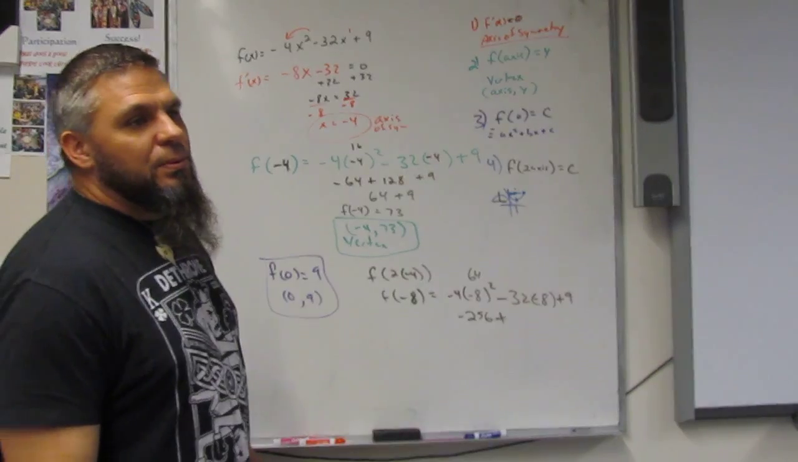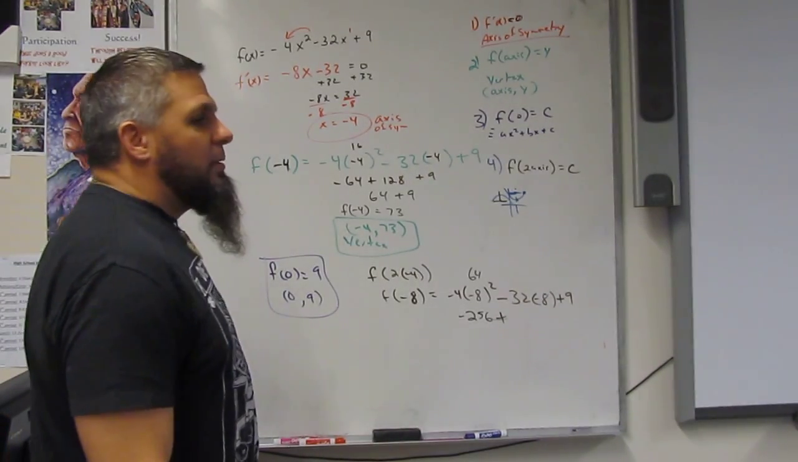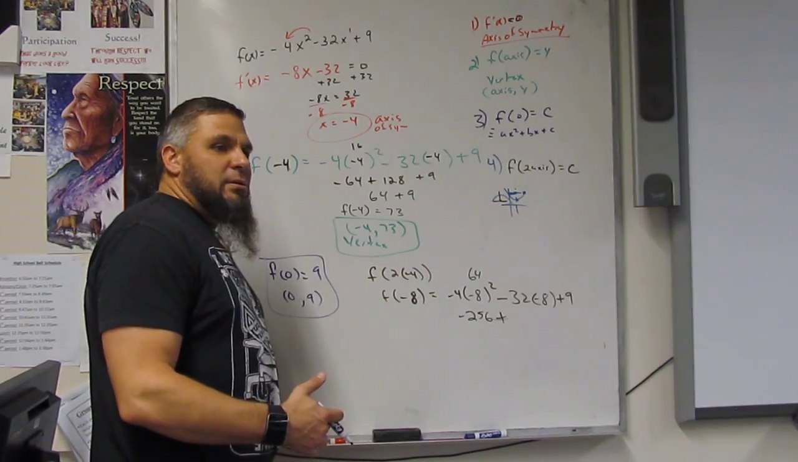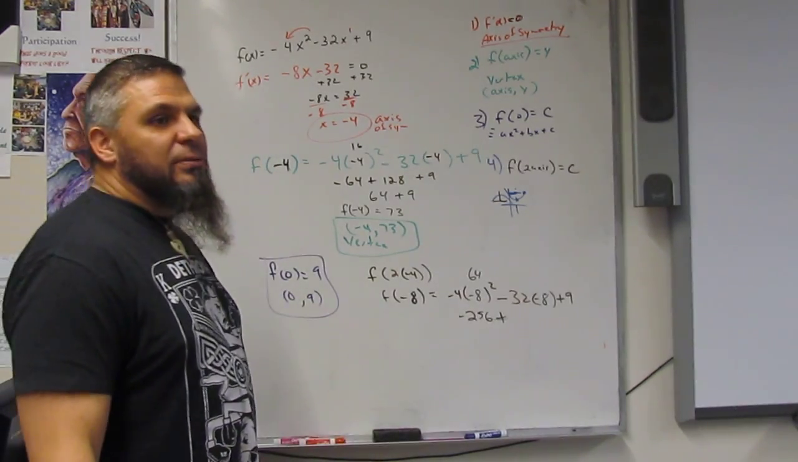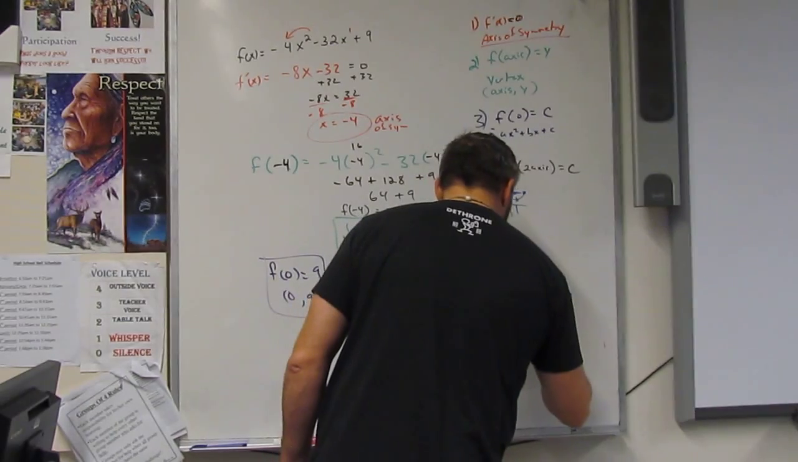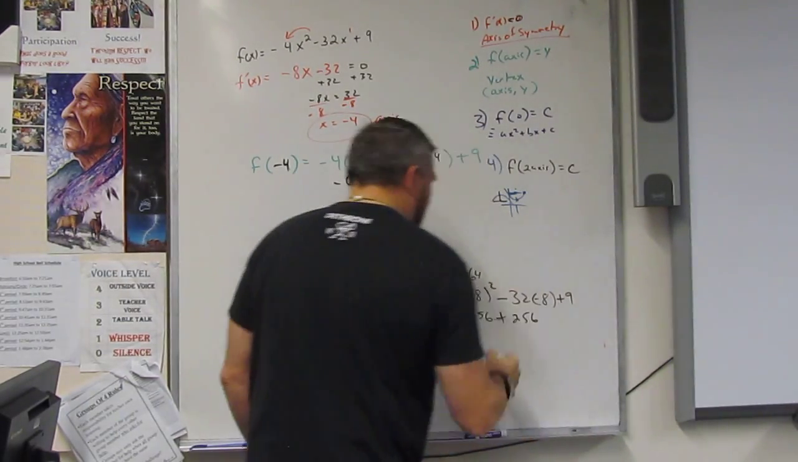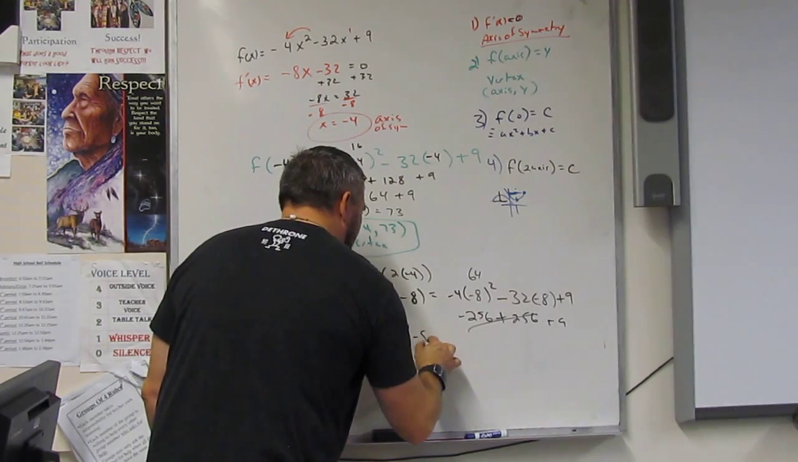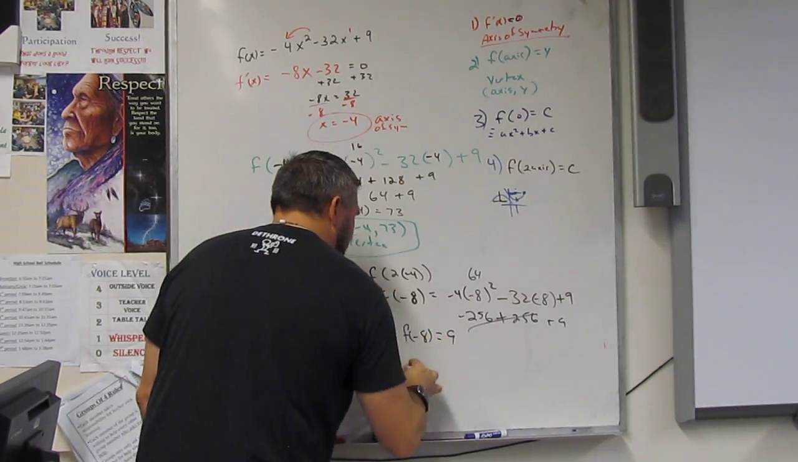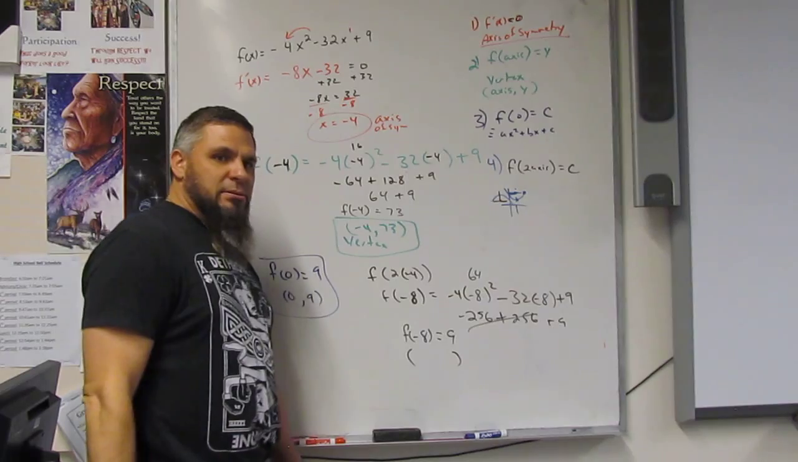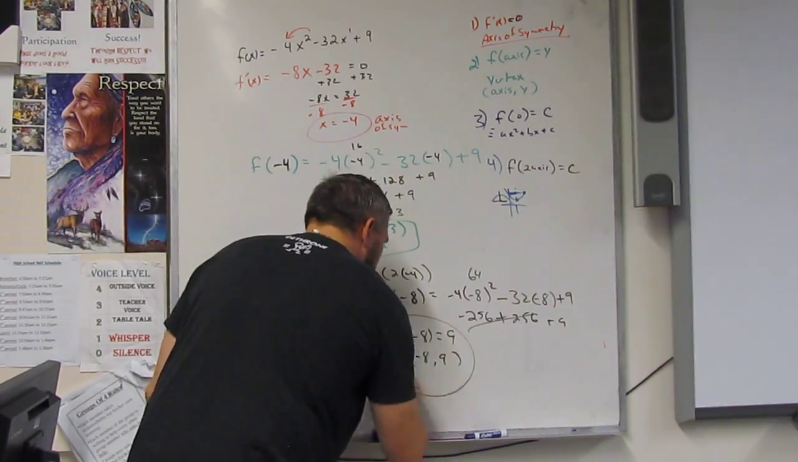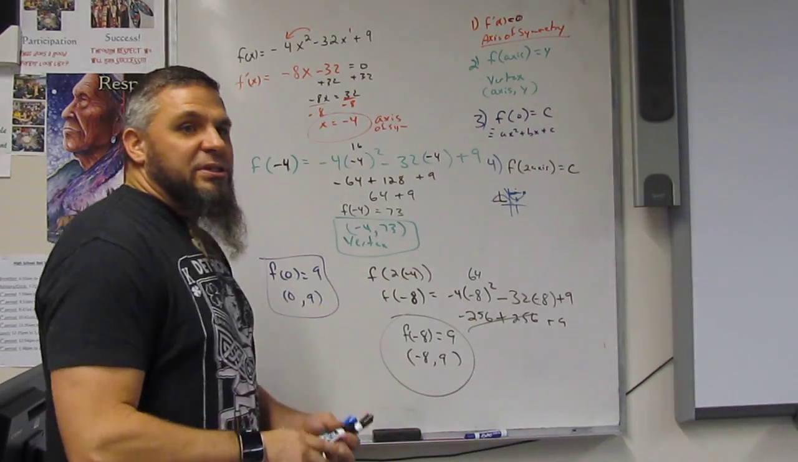It's really big. Well, it's 16 plus 240, which is 256. They cancel. Plus 9. So f of -8 equals 9. So what's my point? -8 and 9. Alright, so I have 3 points. Can I graph it?